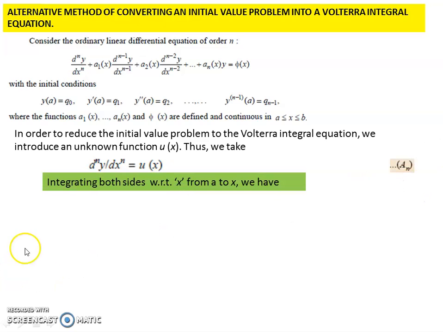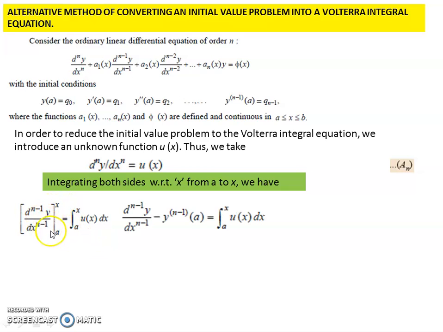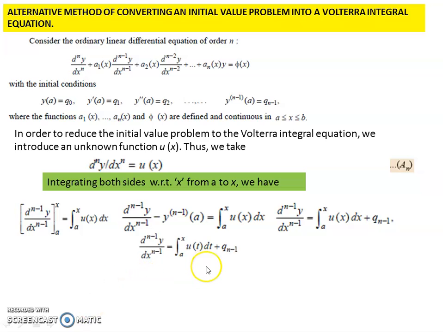So take an integration both sides with respect to x from a to x. a is the initial value. If it is 0, then we take 0 to x. So this is a to x. When we take integration, this nth derivative becomes the (n minus 1) derivative, equal to integral a to x u(x) dx. And here we use the fundamental theorem of calculus and we put first y(x) and then we put a. So this is our fundamental theorem of calculus, and integral a to x u(x) dx, and the value of this y^(n-1)(a) is q(n-1). So I replace this q(n-1) and shift to this side. So I got this one, and again integration. So I got this one and I change x with t.